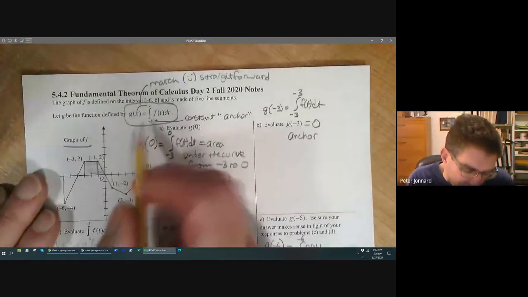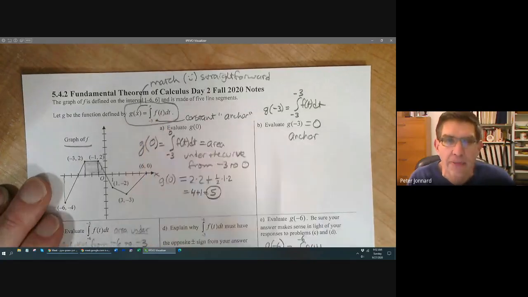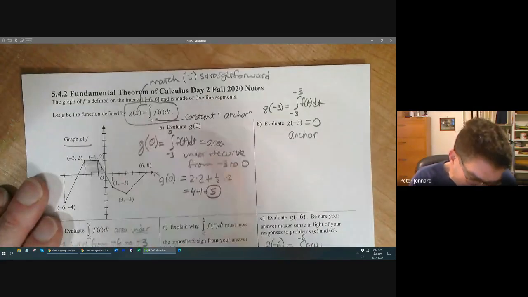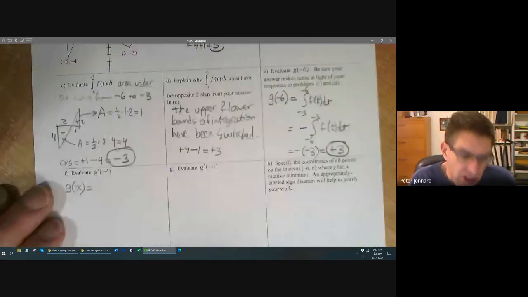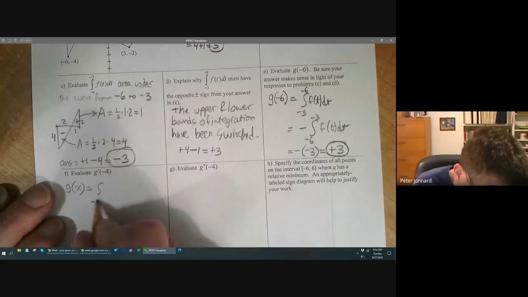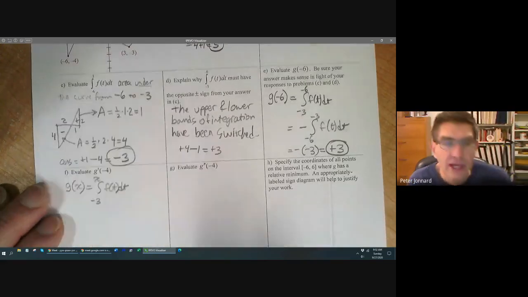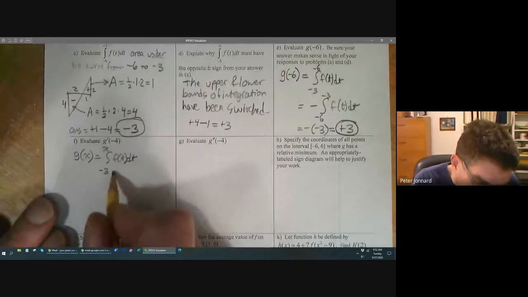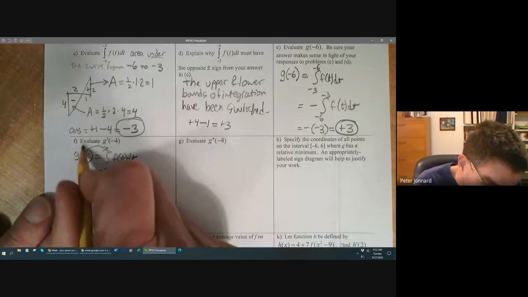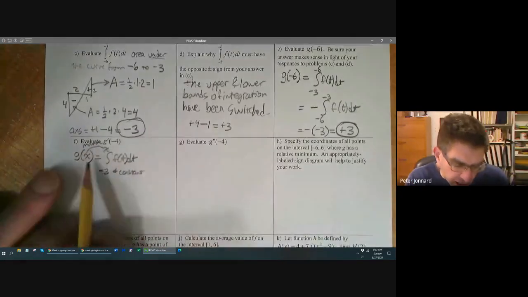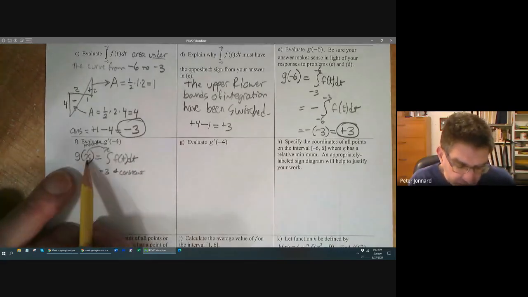Getting back to here, when you see g of x is equal to the integral from -3 to x of f of t dt, because this is a constant and because these match, I'm just copying this down onto my paper here. G of x is the integral from -3 to x of f of t dt, okay? Because this is a constant, that's the anchor, and because these match up here, that tells me g is the integral of f. In other words, g is the antiderivative of f.